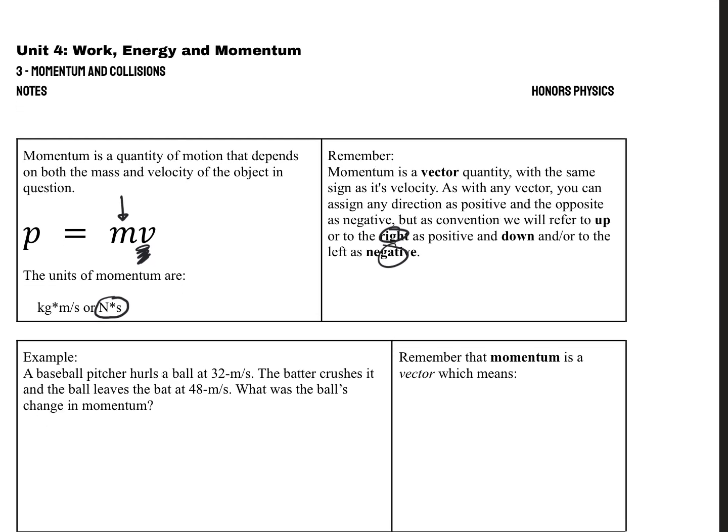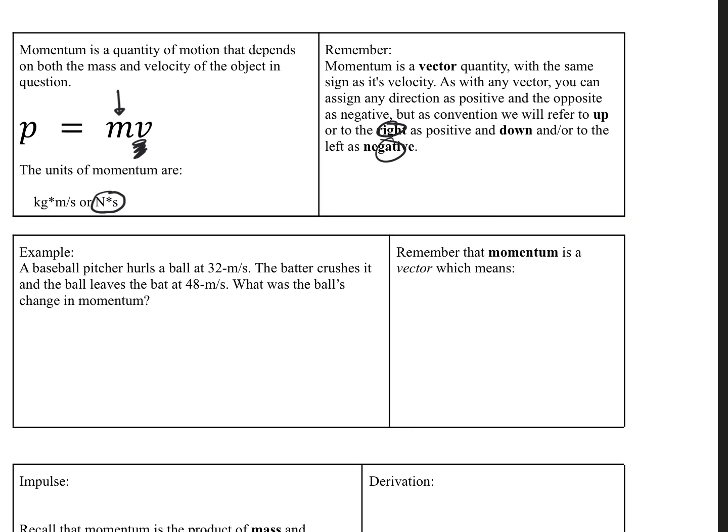So the first example is pretty straightforward here. We have a baseball being pitched at 32 meters per second, and the batter crushes it, and the ball leaves the bat faster than it came in. So what is the ball's change in momentum? The change in momentum is the delta P, and we always consider that the final minus the initial. And the P is the unit of momentum. It's kind of weird, but that's what we're going to use.